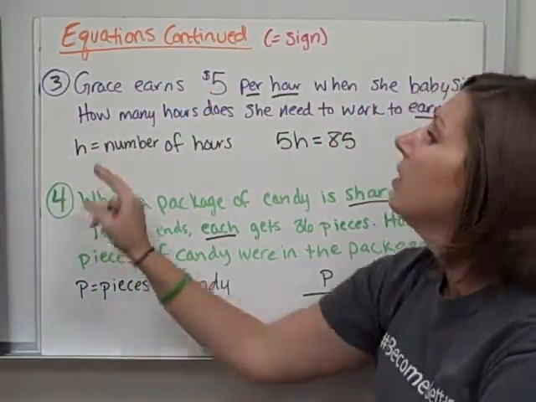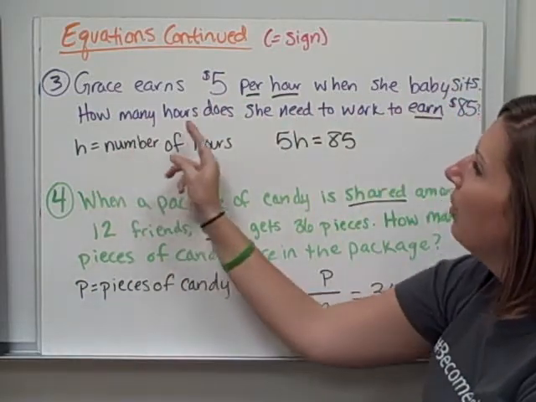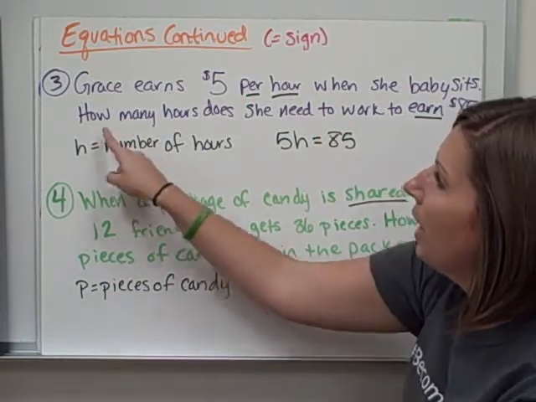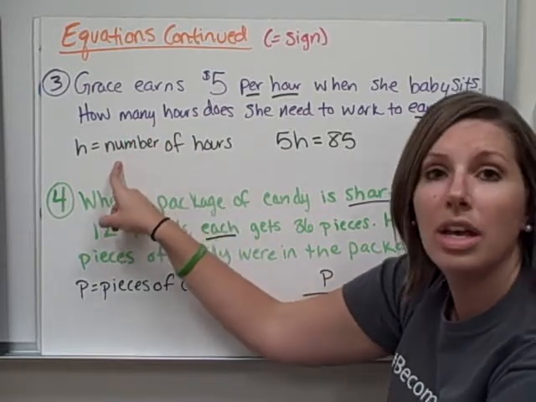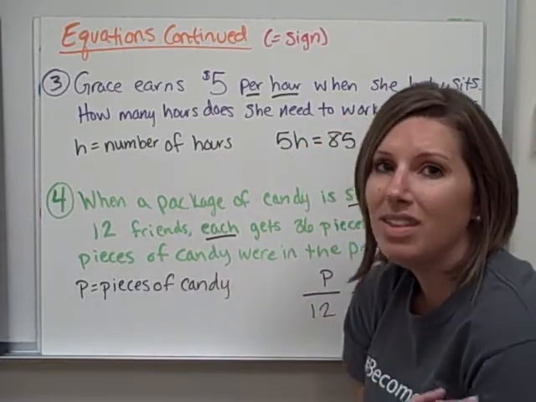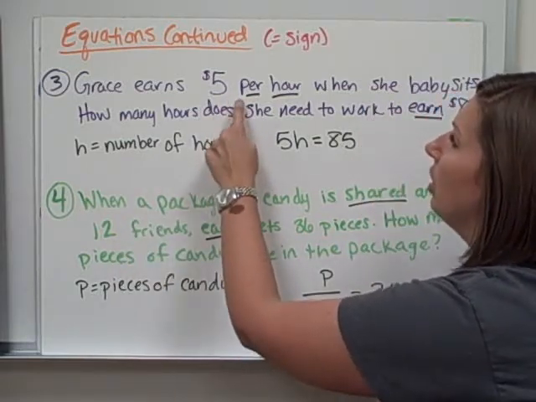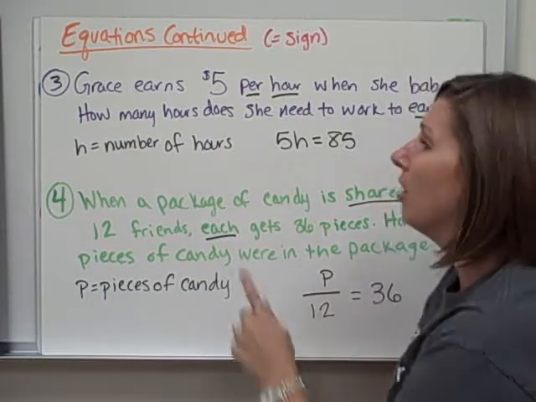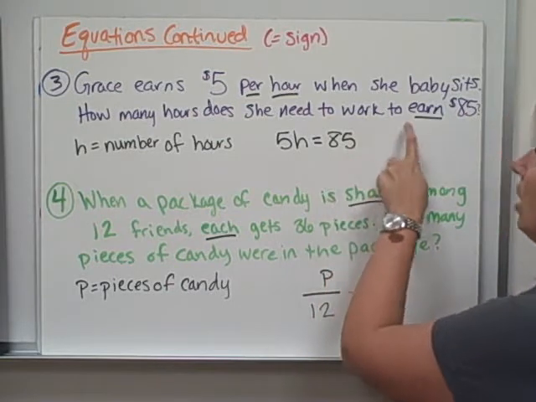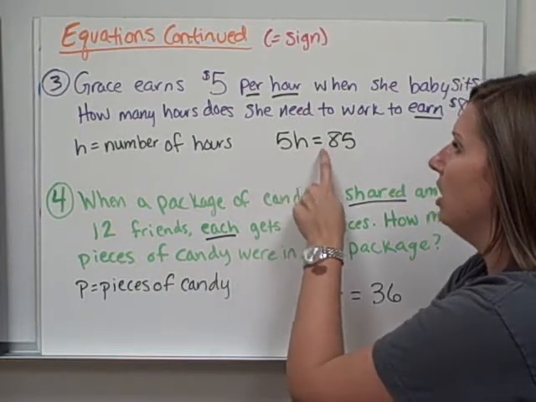Some more equations. Grace earns $5 per hour when she babysits. How many hours does she need to work to earn $85? So we're looking for how many hours. H is going to represent my number of hours. Remember, you can choose any letter, but in this case, H seemed the most appropriate. So she's working $5 per hour. Per means times, so 5 times H. And we want that to equal $85, because we want to know when she gets to $85 how many hours she's worked. So 5 times H equals 85.